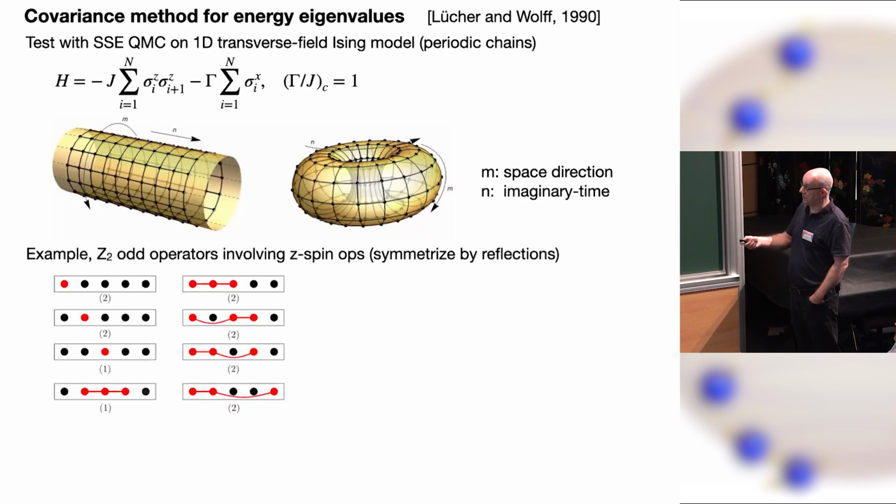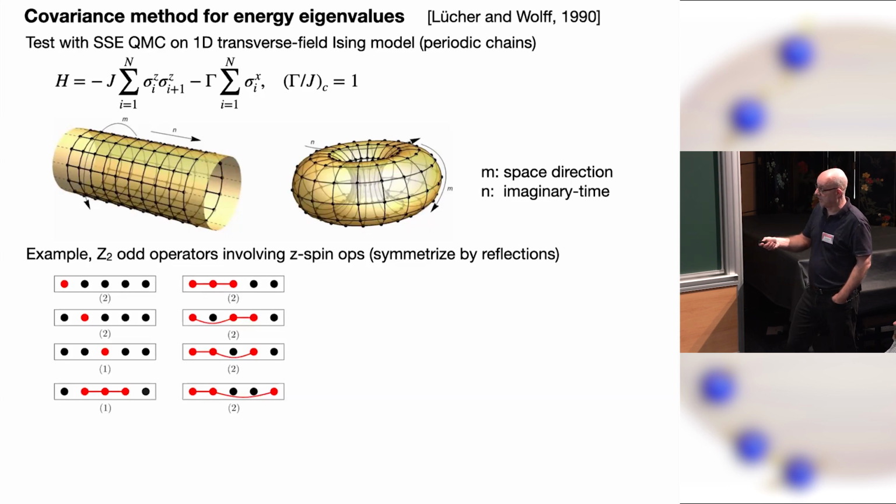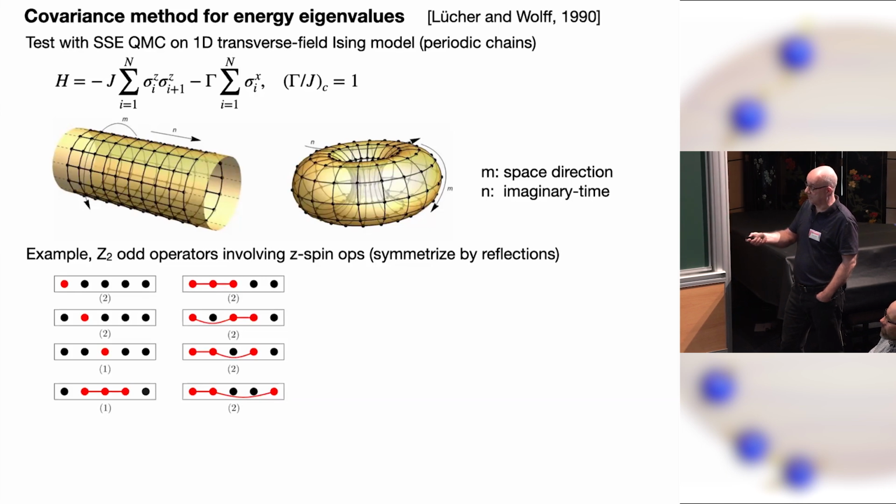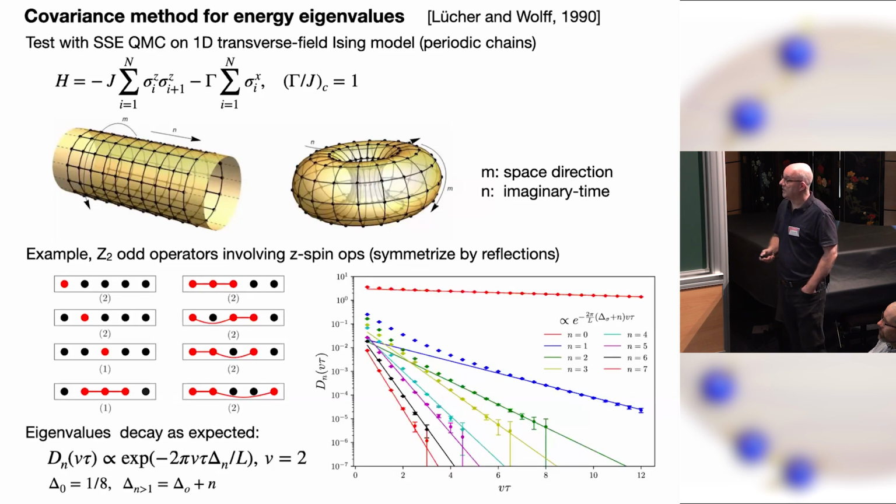So now, this is done by Gabe Schum, my student. He takes 8 operators in this case, and each of these is a spin Z operator, and this is a product of 3. So these are Z2 odd, and these as well. You see, it's just different ways of taking the product, and symmetrized by reflection.